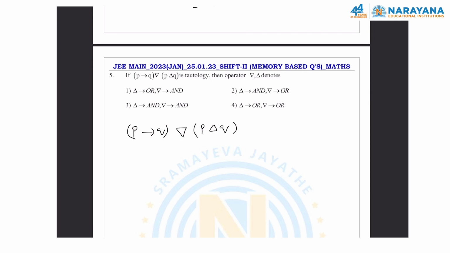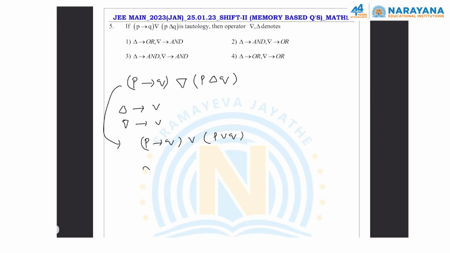So if I am taking delta as OR and this as also OR, then this equation will be P implies Q or P or Q. So P implies Q is nothing but negation P or Q or P or Q. So whatever you take, let us take cases like P and Q: true true, true false, false true, false false. Whatever case you take, you will always get true.